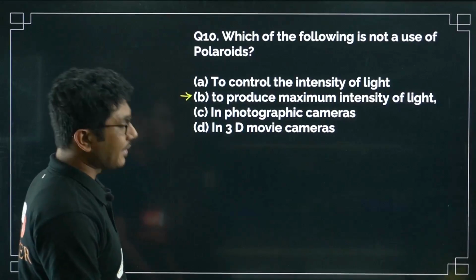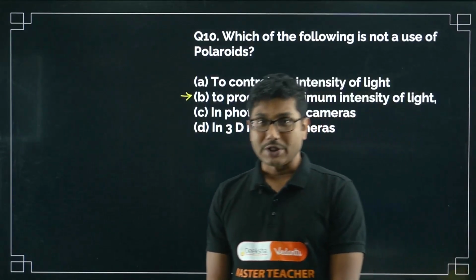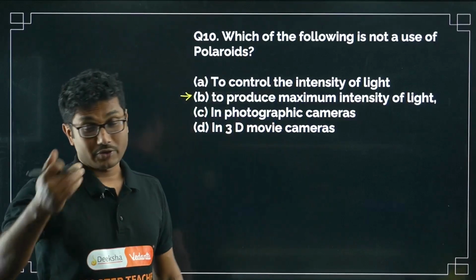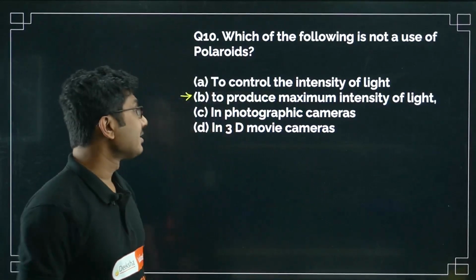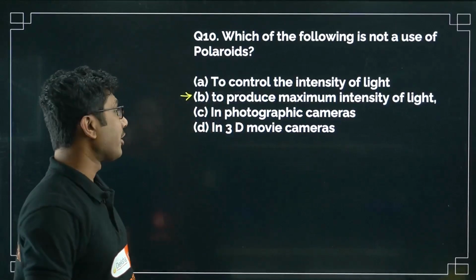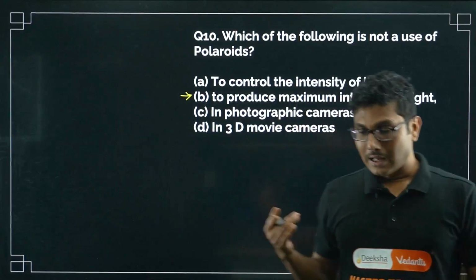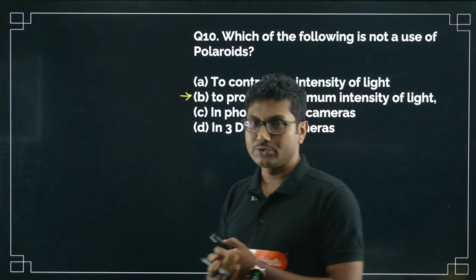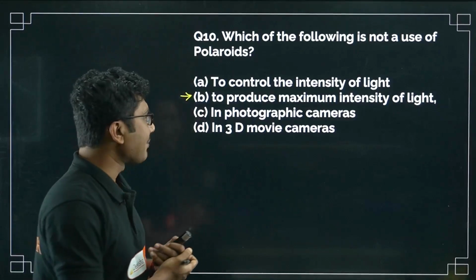In photographic cameras, obviously we use Polaroids. The sensor of photographic camera uses Polaroids to filter out different wavelengths. So in photographic cameras, do we use Polaroids? In 3D movie cameras, obviously two different Polaroids are used. Okay, I briefly explained how 3D movies are captured.